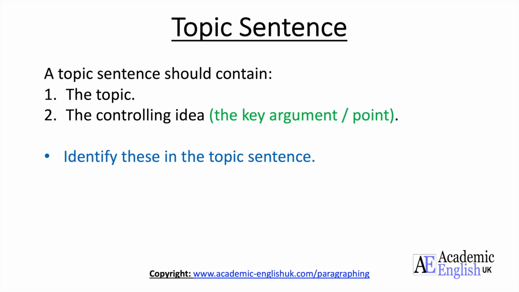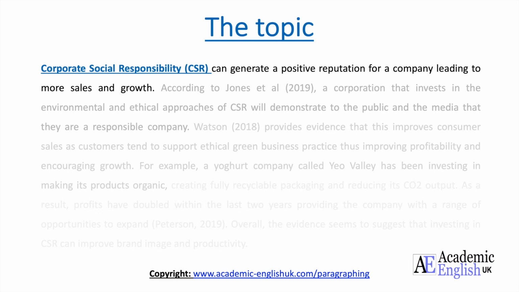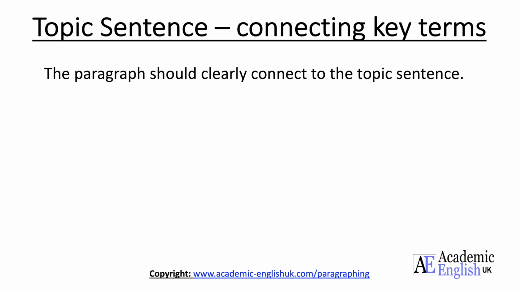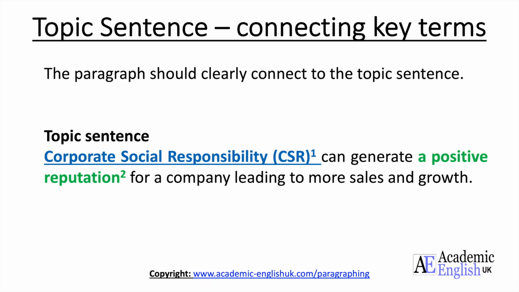Now I'd like you to identify these just in the topic sentence. Same as before, pause the slide and identify the topic and the controlling idea. So here is the topic and here is the controlling idea. Now the paragraph should clearly connect to the topic sentence. We have 4 key connecting terms in the topic sentence that should be present in the main body of the paragraph. These are corporate social responsibility, 1, positive reputation, 2, more sales, 3, and growth, 4.